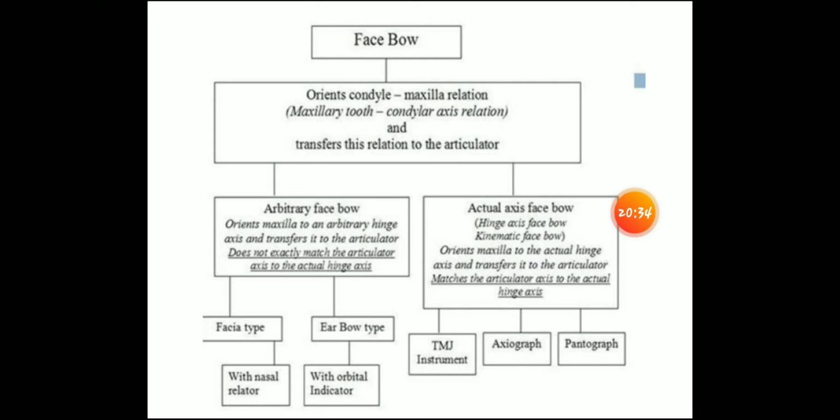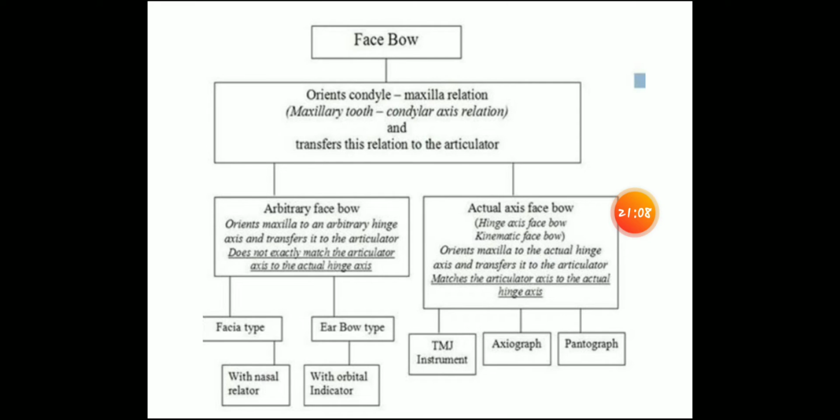And in this arbitrary also, other than posterior reference points, you should also have the anterior reference point. There should be a 3-point standardization, isn't it? So in the anterior reference you'll have a nasion point, orbital point, all these things. Okay, so in that also you'll have two types, fascia type and the ear bow type. In ear bow type you will get ear bows which can be inserted into the external auditory meatus. So in that case you are able to record it in that position. The posterior reference is the ear points.